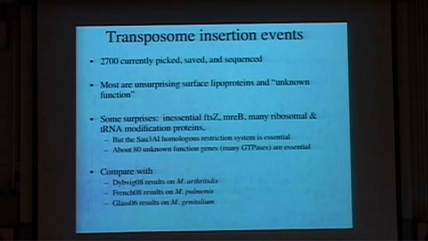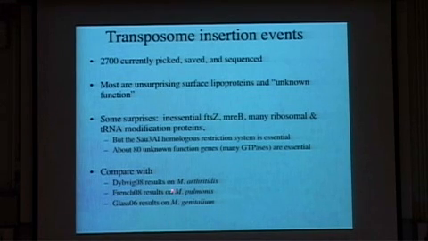The Sau3A1 restriction system appears to be essential. And if anyone has any ideas as to why that's true, I would like to hear that. I talked to Rich Roberts. He's never heard of anything like that either. So I'm looking for ideas. We're going to try knocking it out specifically. A lot of the GTPases that nobody knows what they do are essential in this organism. NGA, OBGA. Someone please tell me what these do.